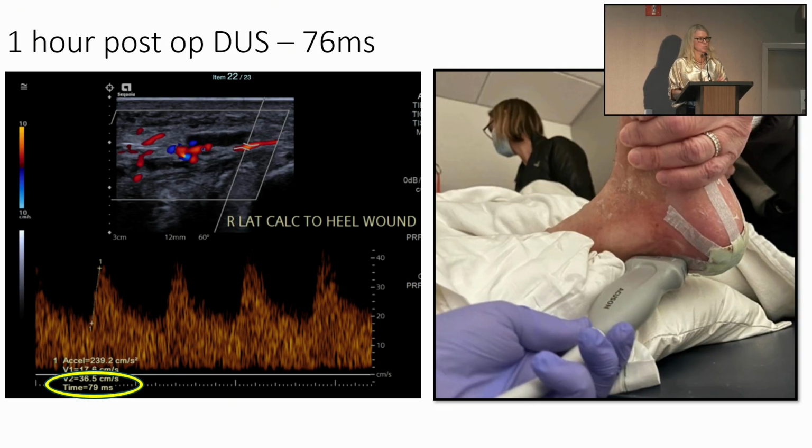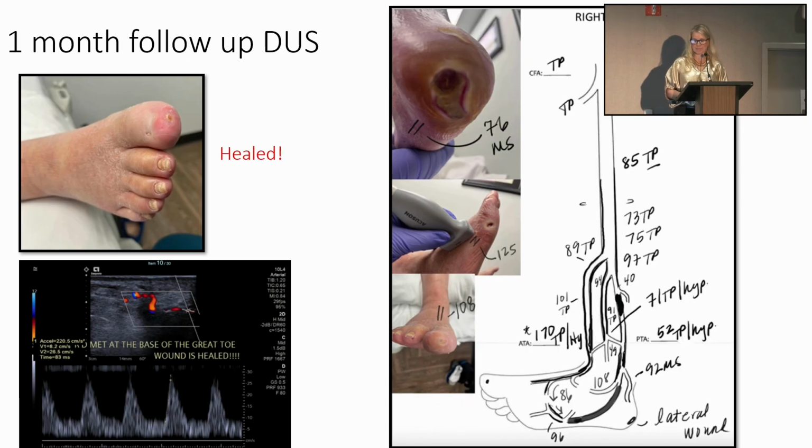So we follow our patients 1 hour post in the bay, just to make sure there's no vessel recoil and the PAT is still within normal range of class 1, which it is. So everyone's very happy. We follow the patient 1 month post-op. His toe wound is healed, and his lateral foot wound is healing, and you can see that tissue granulation peeking out around the heel wound.